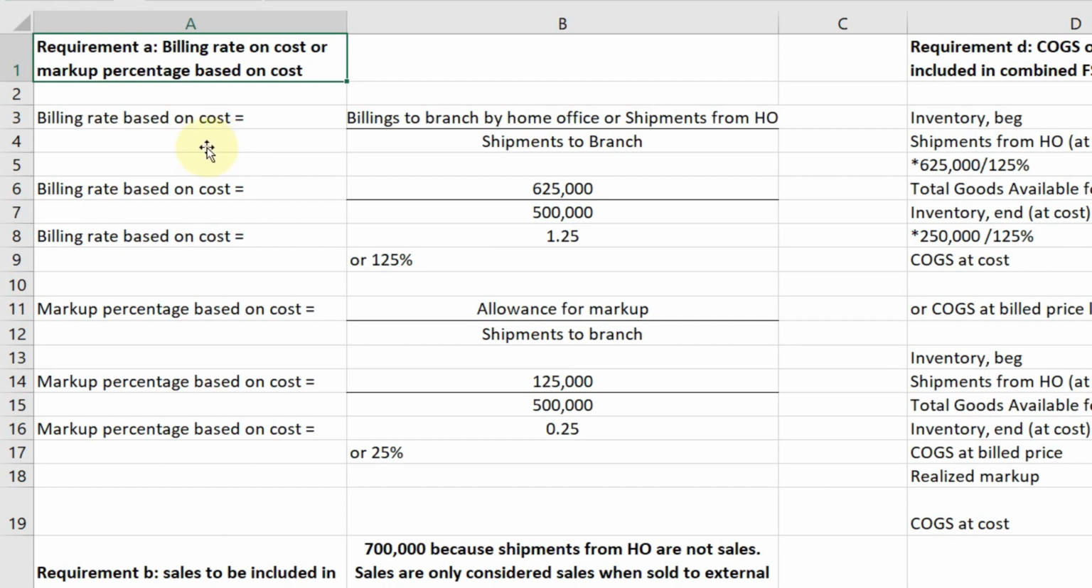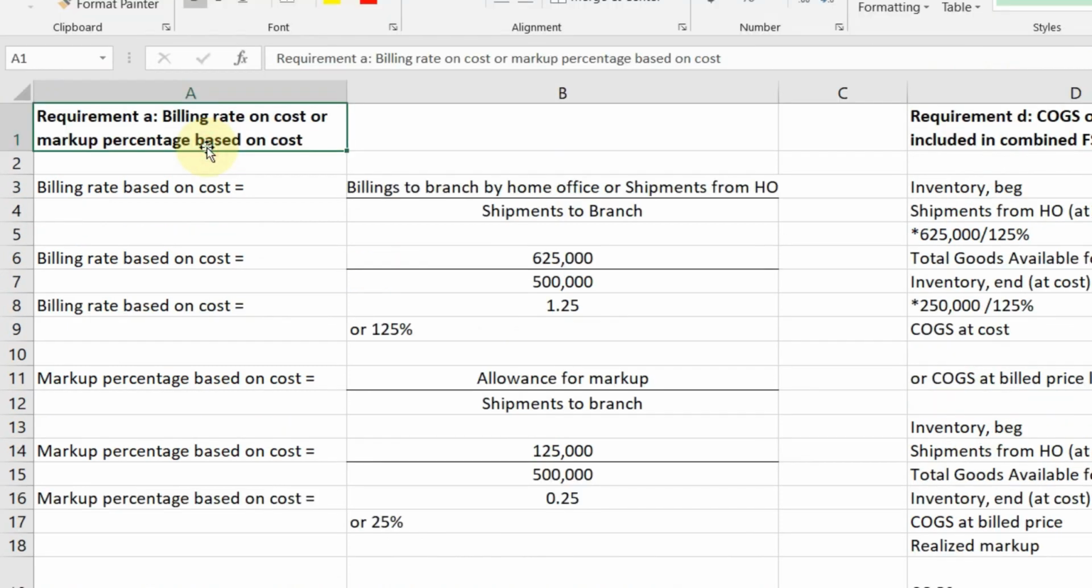Sabi, billing rate on cost and markup percentage based on cost. So, hindi siya or. So, ano na lang, and markup percentage. So, billing rate based on cost is actually yun yung nakikita nyo, 120% above cost, mga ganon. Okay? So, ang tawag doon is billing rate based on cost. Okay? Yun yung billing rate ni HO kay branch na hindi alam ni branch.